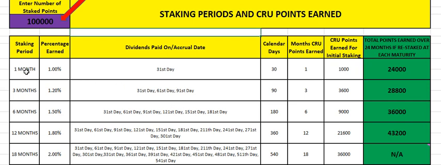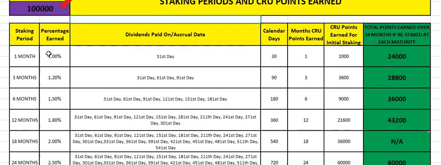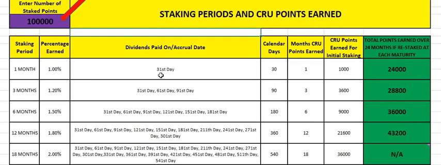So if you invested it for 1 month at 1%, you would get your accrual on the 31st day. If you did it for 3 months, it would accrue on the 31st, the 61st and the 91st day, etc., down to 24 months, where you get 24 separate accruals, on the 31st day and then 30 days after every one. So when you put that 100,000 in, if you invested it for 1 month, you would earn 1,000 CRU points for that 1 month.